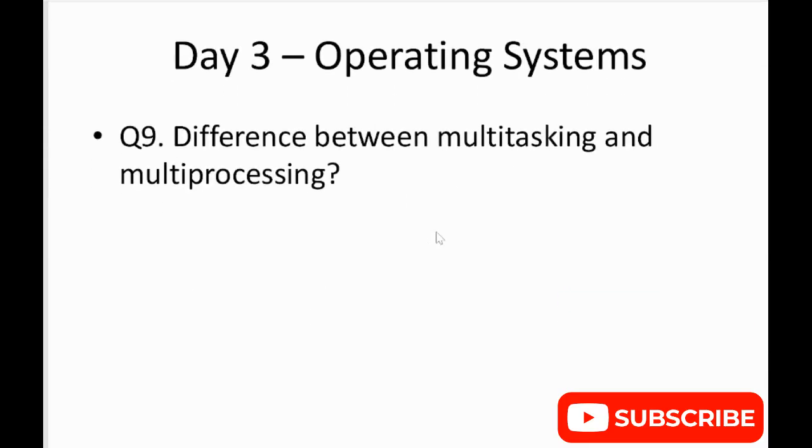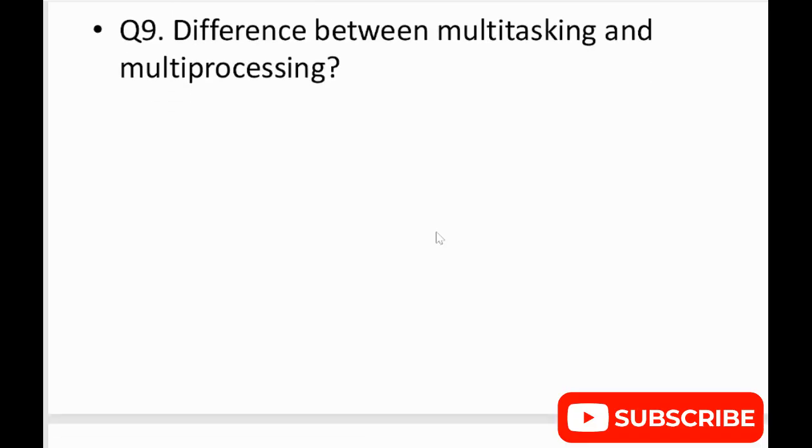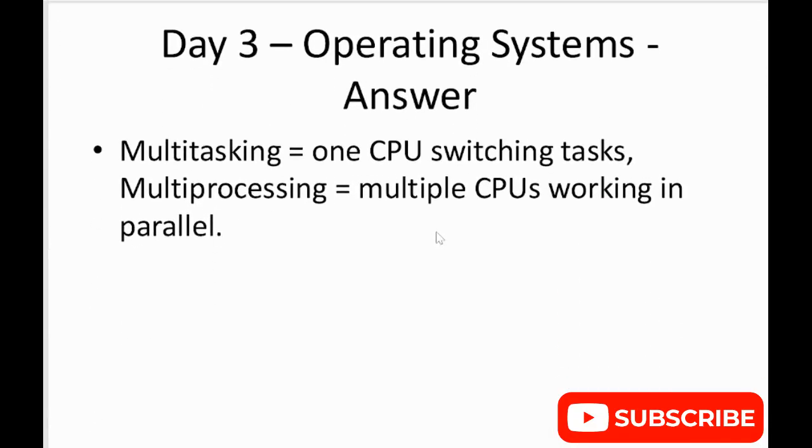Next question is the difference between multitasking and multiprocessing. So first thing, give the answer yourself and then check your answer. Okay. The answer will be multitasking means one CPU switching tasks. Okay, one CPU switching the tasks, but multiprocessing is multiple CPUs working in parallel. So this is the difference. This is the important line, like one CPU switching tasks. Okay. And in multiprocessing, multiple CPUs working in parallel.